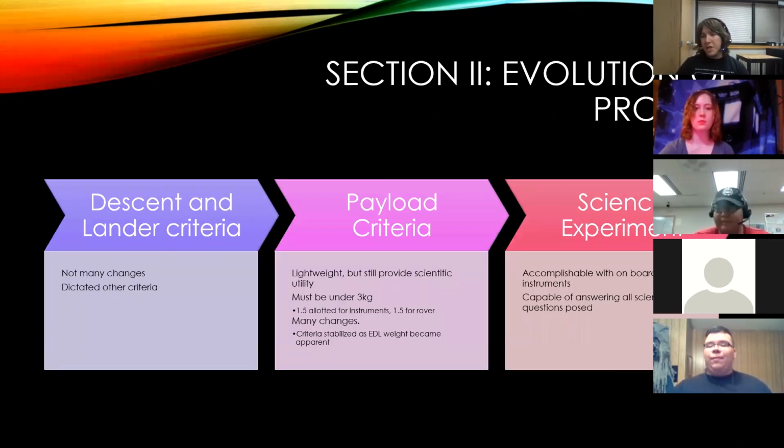Hello, my name is Jacob Miller. I'm the science team coordinator, and here we have our section 2, the evolution of a project. Early on, we decided we would let the descent and lander dictate the rest of the criteria. So once we learned that the descent and lander would weigh about 2 kilograms, we then decided the payload had to be under 3 kilograms to fit our mass constraint of 5 kilograms total. We allotted 1.5 kilograms for instruments and another 1.5 kilograms for the rover.